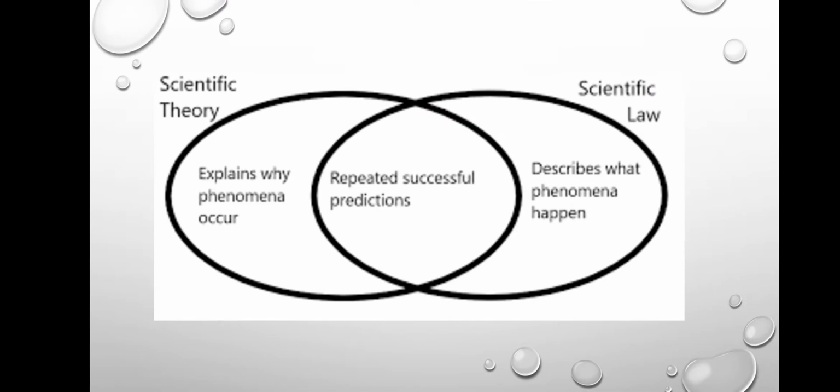You can only make a law successful if a theory explains why the phenomenon occurs, and the scientific law describes what phenomenon happens, okay? Together, if we combine them, then you will have repeated successful predictions. So how do you predict a theory? How do you predict an experiment? Only if you merge the theory with the law.